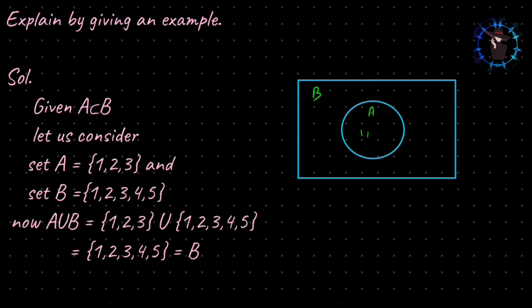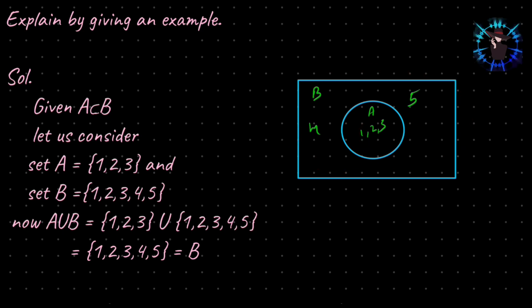So, what's the value of A? 1, 2, 3. We got 1, 2, 3 in the B, 4 and 5. So, the B is the whole of this, 1, 2, 3, 4, 5. But the A is only 1, 2 and 3. So, A is a subset of B, right?